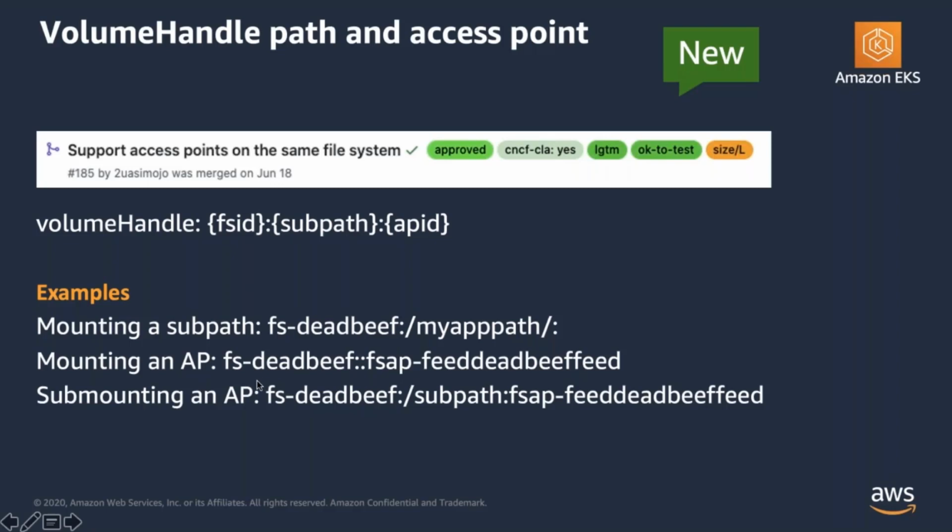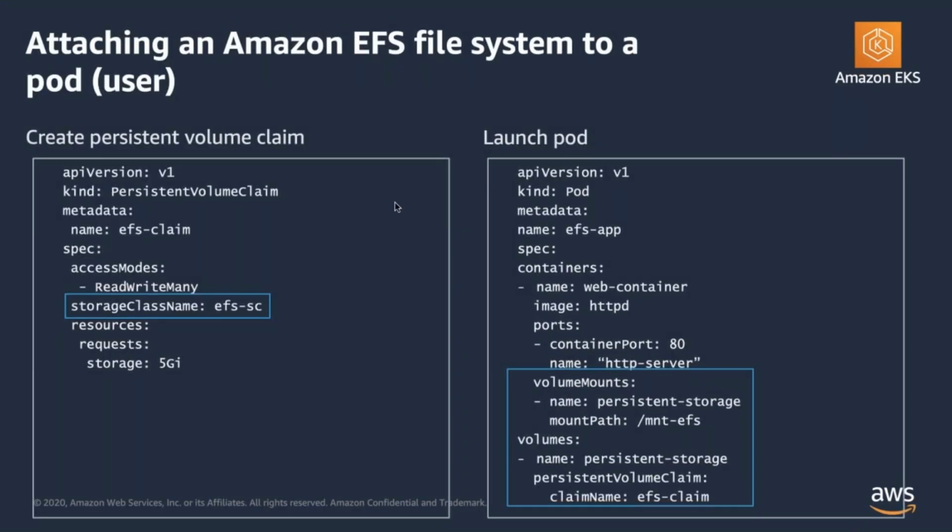So in the case that most of you are going to want, the mount and access points case, you're going to give the file system ID, colon, colon, and then the access point ID. So what you're going to do as an administrator is create several file systems, and in each of those file systems create several access points and link those with persistent volumes. And what you do in that case is you're building a pool of persistent volumes that can then be claimed by developers using a persistent volume claim.